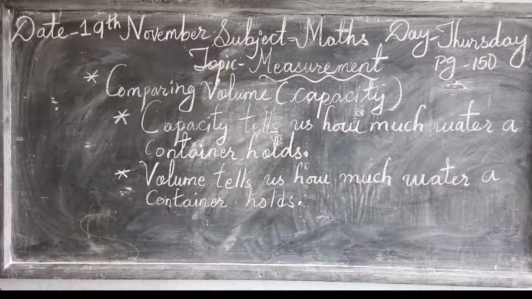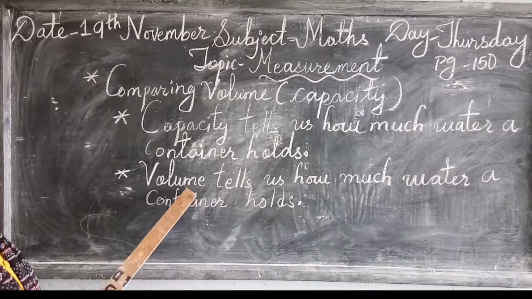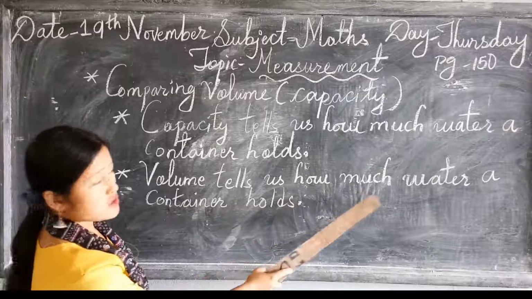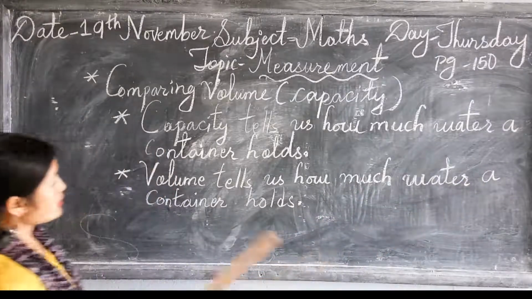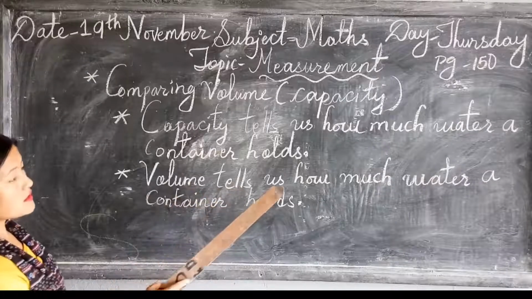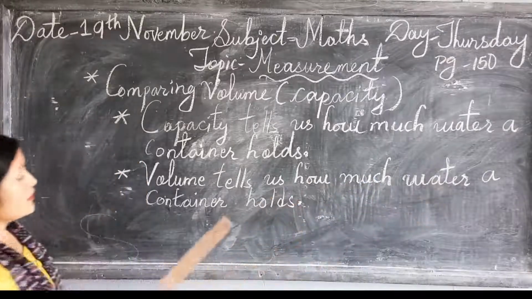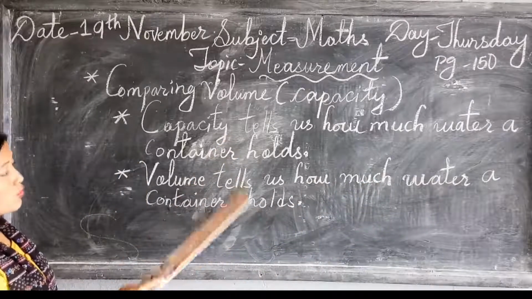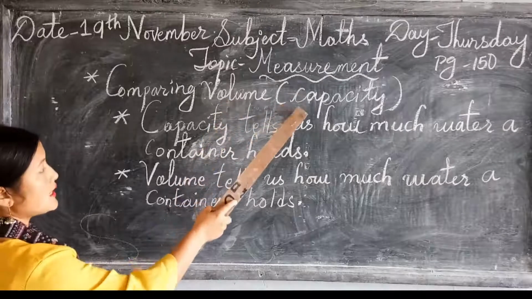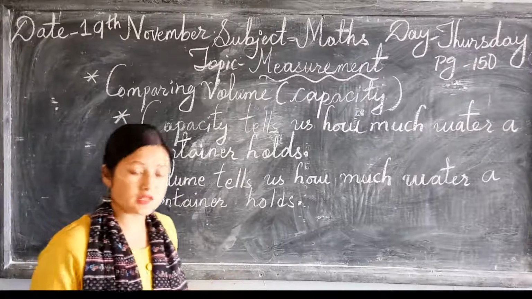Let's read the volume. What is the definition of volume? Volume tells us how much water a container holds. These two definitions are the same. That's why I told you volume is also known as capacity. Capacity tells us how much water a container holds.